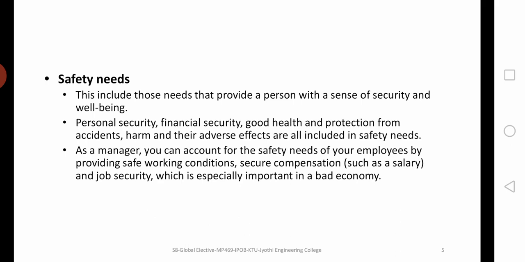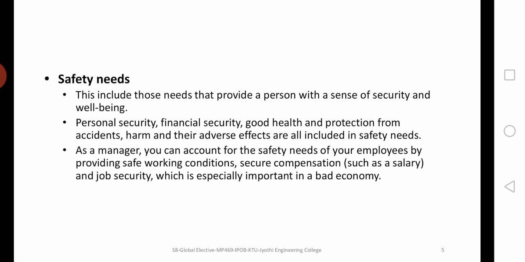Personal security, financial security, good health and protection from accidents, harm and their adverse effects are all included in the safety needs. It's not just about relaxation alone, but they have to be secured in all means. If it is a factory, the employees should be protected from accidents. They should have a good working atmosphere.